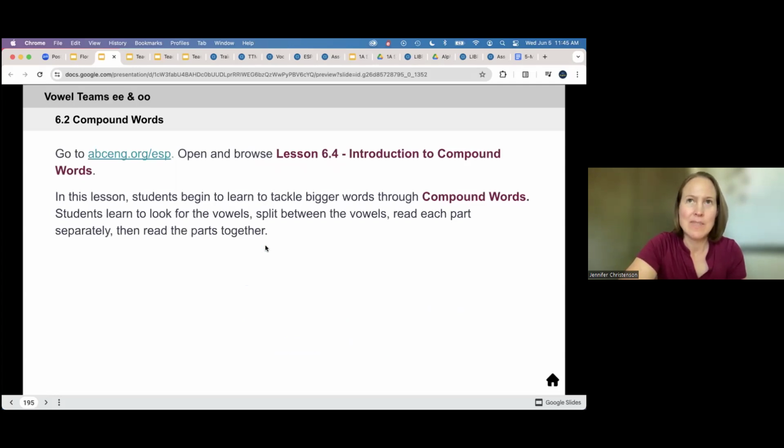Within level one, you want to, of course, teach students all of the letters and the common sounds that they make and how to combine sounds to make one syllable words. But it's also recommended that you start helping students learn how to tackle bigger words pretty early on. And one of the best ways to do that is with compound words. The way that you can do that is help students learn to look for the vowels. Step one is look for the vowels. Step two is split between the vowels. Step three is read each part separately and then read the parts together.